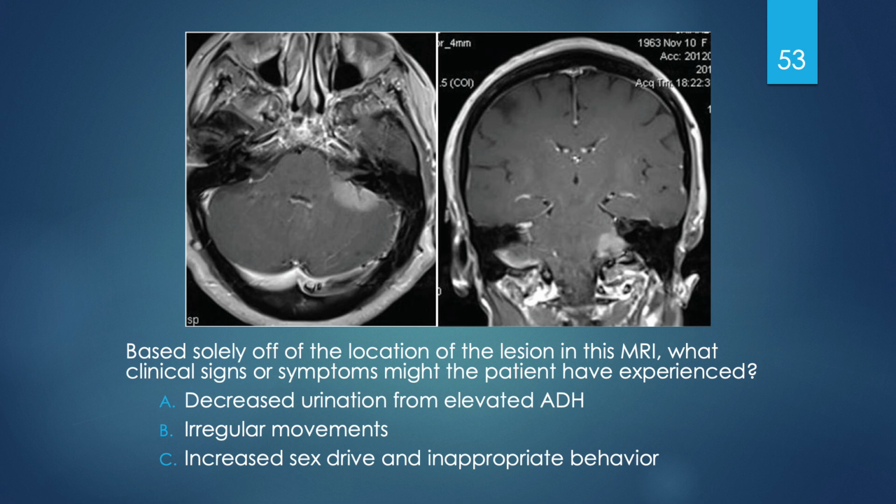Option C is increased sex drive and inappropriate behavior. Now, that we haven't discussed yet, but we will as we discuss other parts of the brain, specifically the frontal lobe. So let's move on.